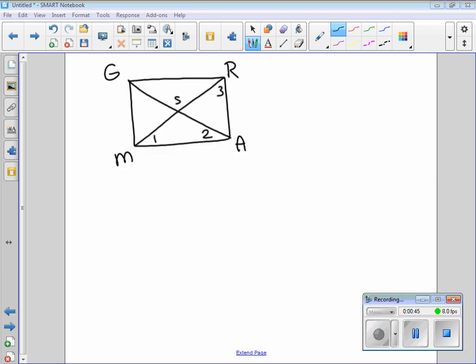All right, let's take a look at a couple of things. First of all, you need to have your properties chart correctly filled out. That's one of the first pages that you had in your packet. If you don't have that shaded in or checked off, whatever, you need to go back and look at 8.1 and get that finalized. Let's take a look at this problem here. We're going to assume that GRAM is a rectangle. So let's first of all make sure we understand all the properties of a rectangle.